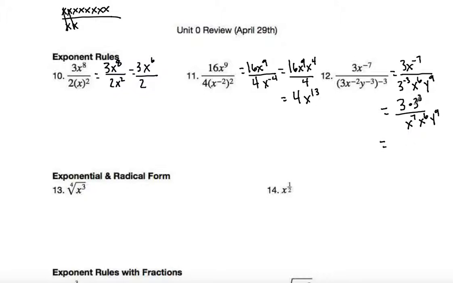Okay, 3 times 3 to the third, well, 3 to the third would be 3 times 3 times 3, which would be 9 times 3, which is 27, but I'm saying 3 times 27, so that's going to give me 81 on the top. Now, on the bottom, remember I'm adding my exponents if my bases are the same, so I've got 7 and 6, that's going to make x to the 13th and y to the 9th. So my final answer is 81 over x to the 13th, y to the 9th.